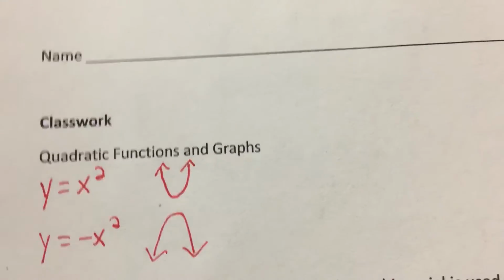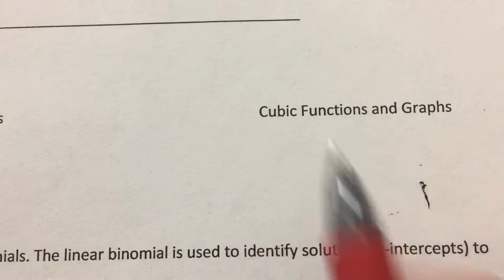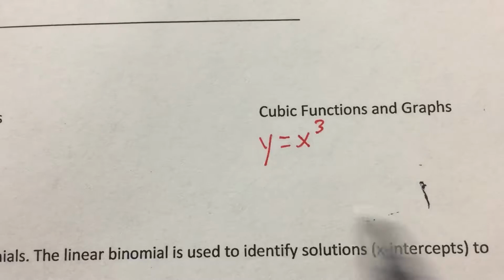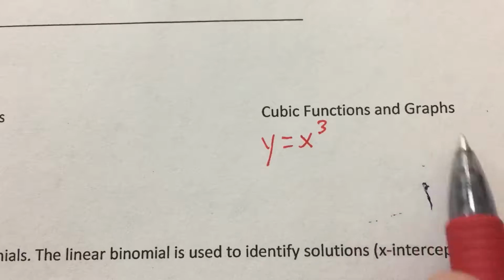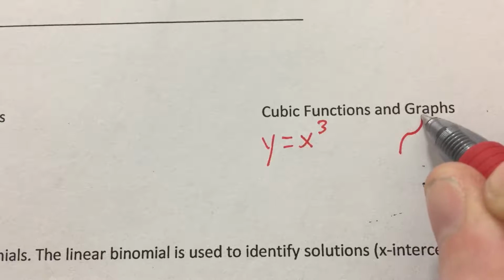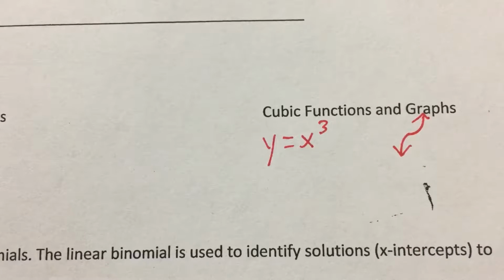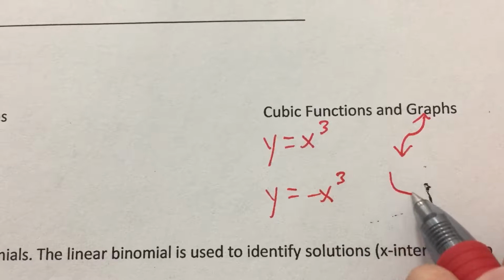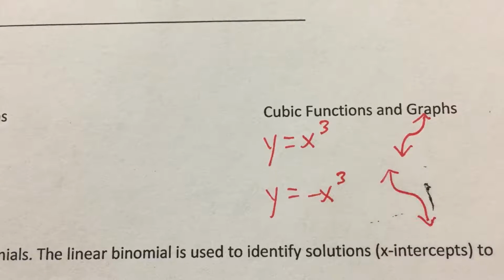One step up after quadratic functions are cubic functions. Cubic functions occur whenever you have x to the third power. Again, there could be other numbers and things out here with it, but as long as you got x to the third, you're going to create a graph that looks like this, if it's positive. If it is negative, however, it looks the same, it's just going the opposite direction.